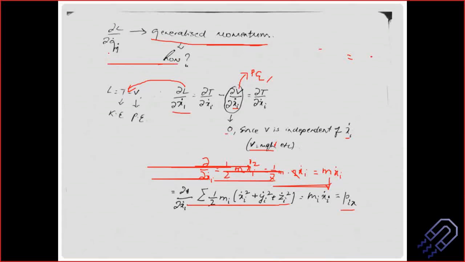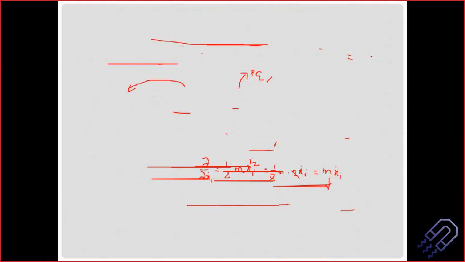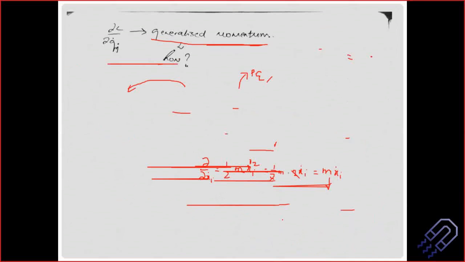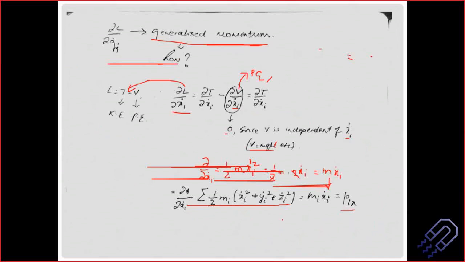Sometimes I have seen in most of the books, you might follow any book you like, but whatever book you are following, you'll see that they usually don't mention this. They will straight away say that this part is constant, so that means the generalized momentum is constant. They won't say why this is generalized momentum, because it is implied that you know it. This should be known to you, simple. But I prefer doing it here.